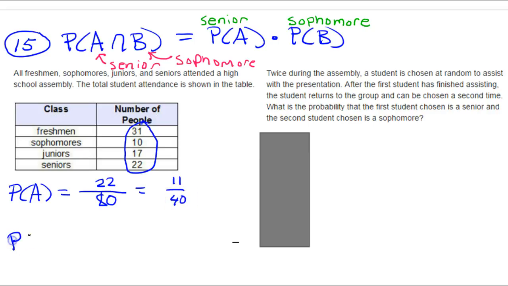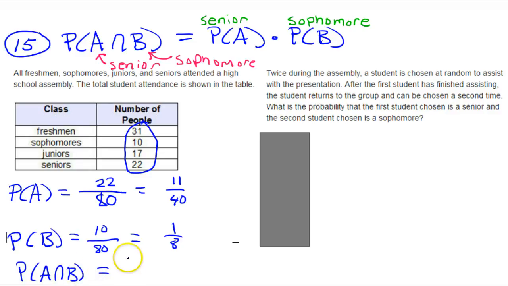Now let's calculate the probability of picking a sophomore. Well, there's 10 of those out of 80, which of course is 1/8. So the probability of both things happening in a row, I messed up by putting A there first, but the probability of A and B happening in a row should be 11/40 times 1/8. Clearly 11 times 1 is 11, and this should be 320.